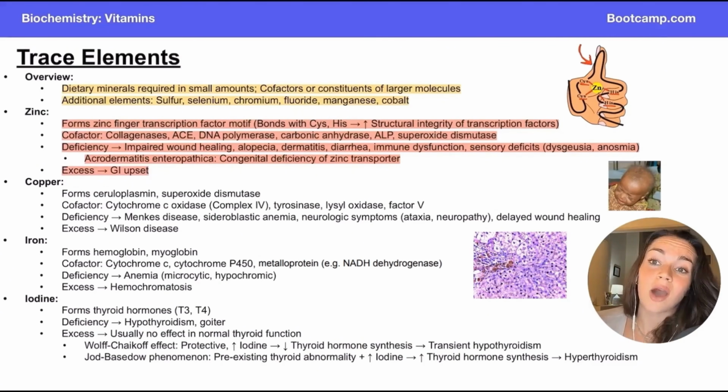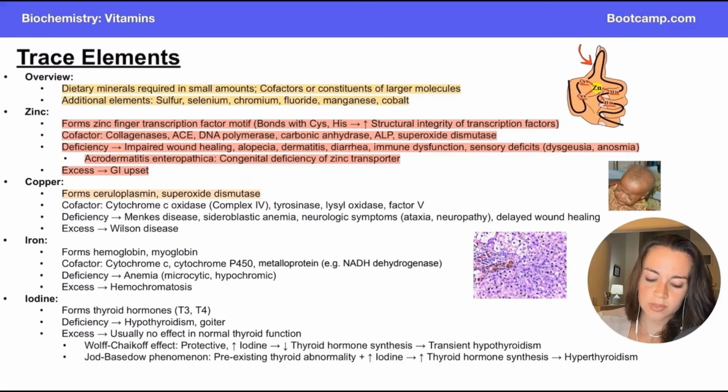Let's move on now to copper, and you've learned a lot about copper already if you watched the video on Menkes disease. So we're going to go through it pretty quickly. Copper forms ceruloplasmin as well as superoxide dismutase. Ceruloplasmin, which we talked about in the video on Menkes disease, is important in iron metabolism as well as an antioxidant. And superoxide dismutase we spoke about when we talked about the respiratory or oxidative burst.